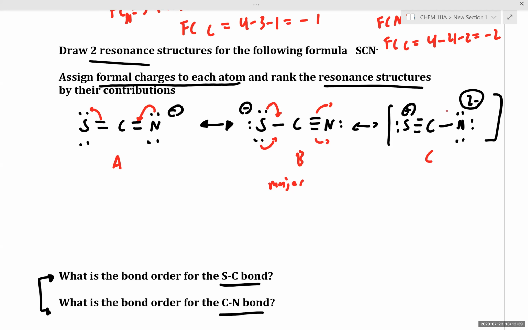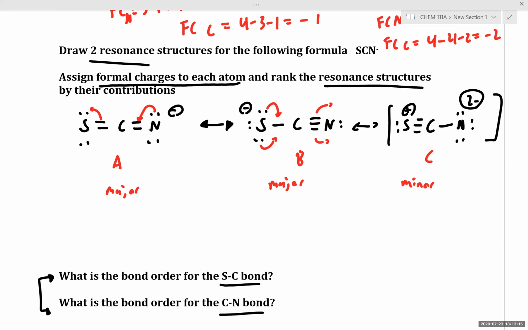So looking at structure C, does structure C minimize our formal charges or does it have large formal charges? If you're just looking at structure C alone, is structure C preferred or not preferred? It's not preferred. So structure C is minor. And structure A, although it's not perfect, it's still pretty good. So it would be considered a major structure. We have negative formal charges on nitrogen. We're following the octet rule and our formal charges aren't too large.